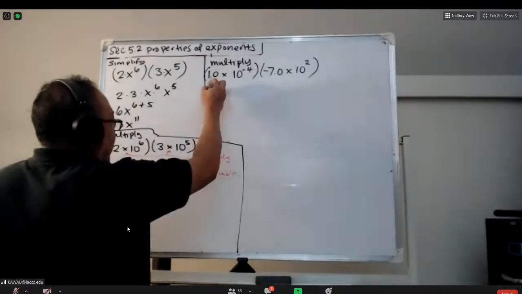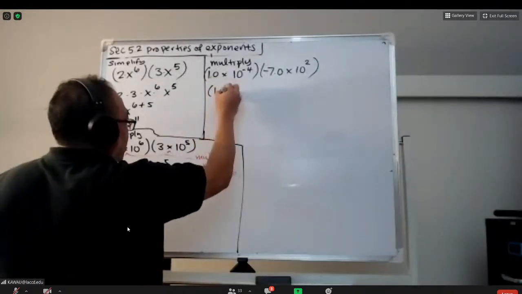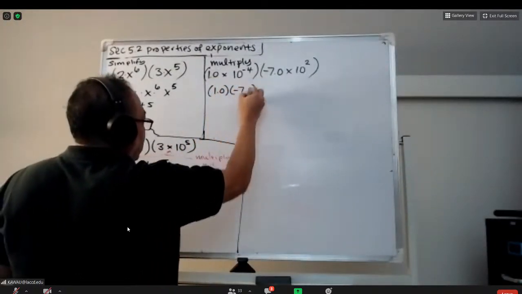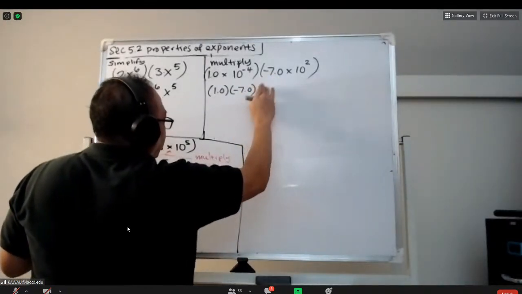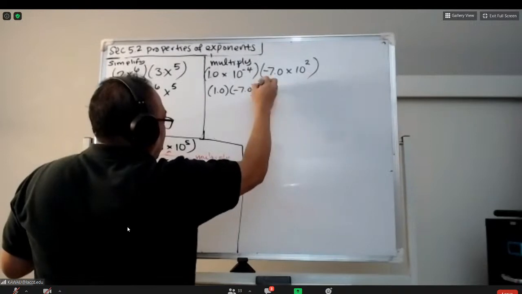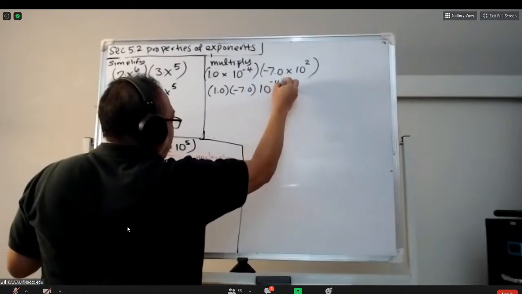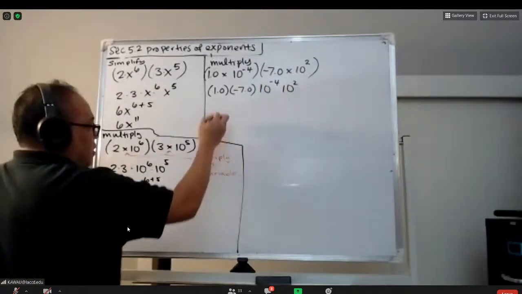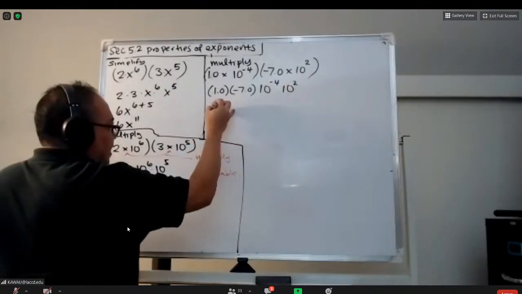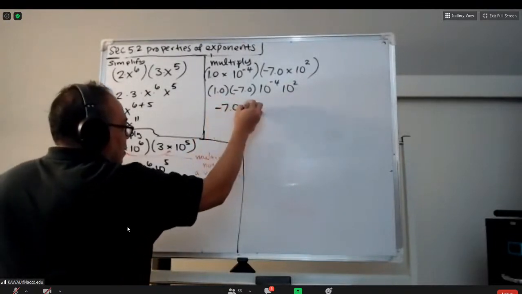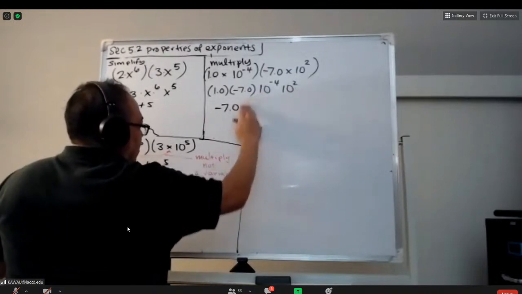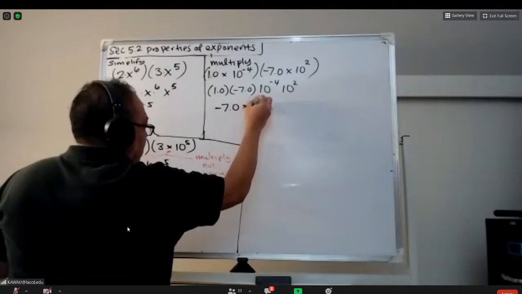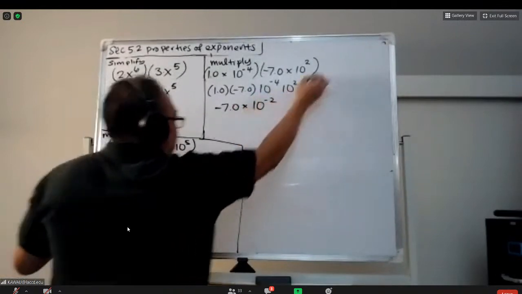So what you should have is 1.0 times negative 7.0 times 10 to the negative 4, 10 squared. So a positive times a negative is a negative number. And then 10 to the negative, I'm sorry. And then you should be done.